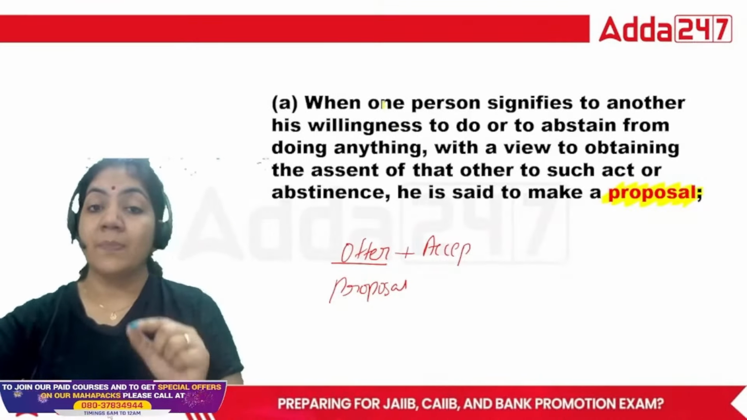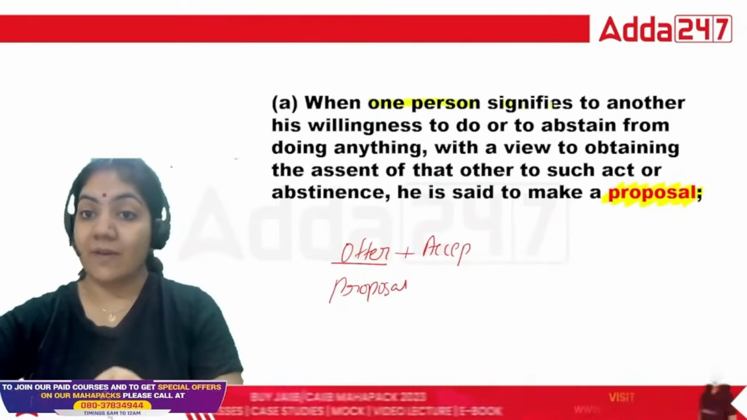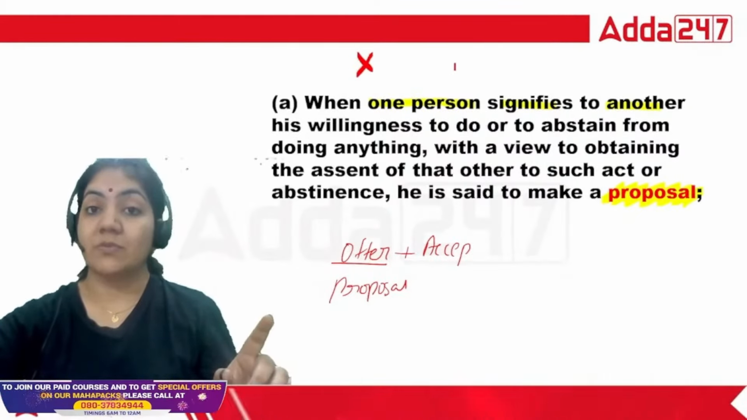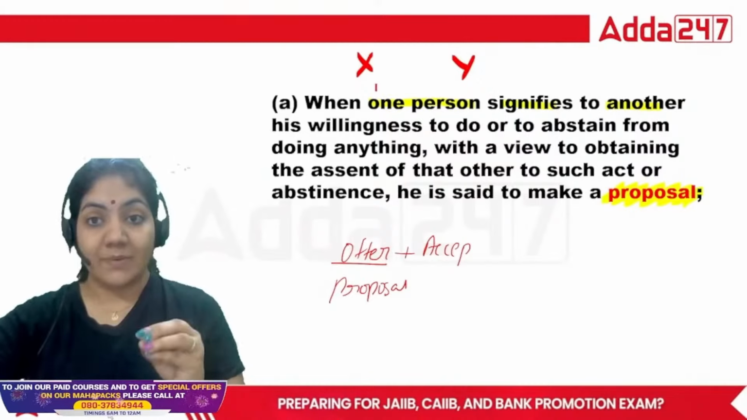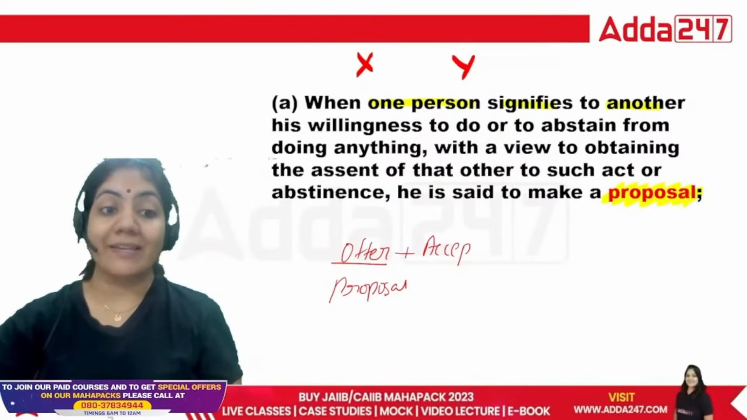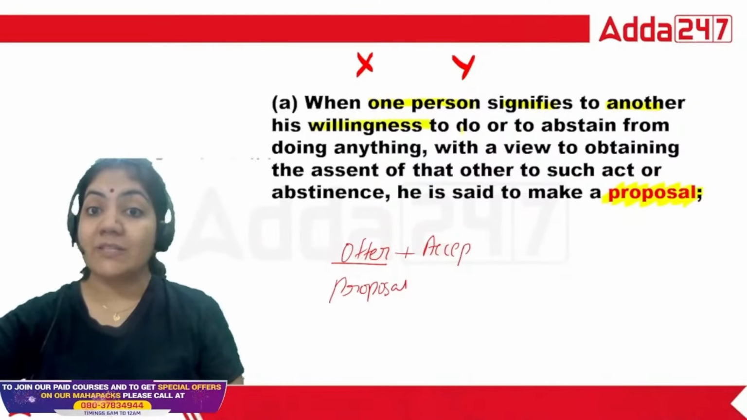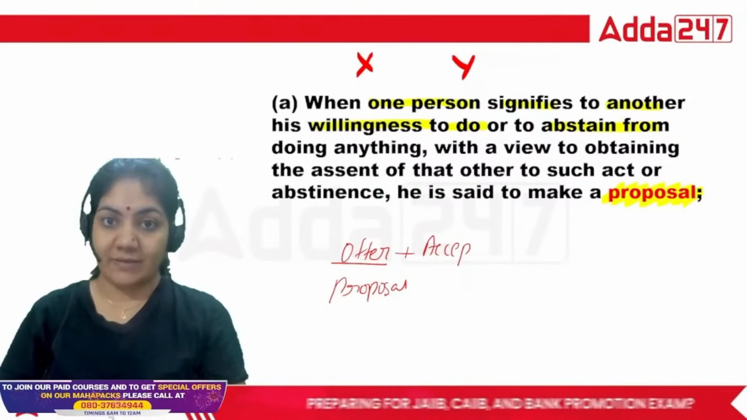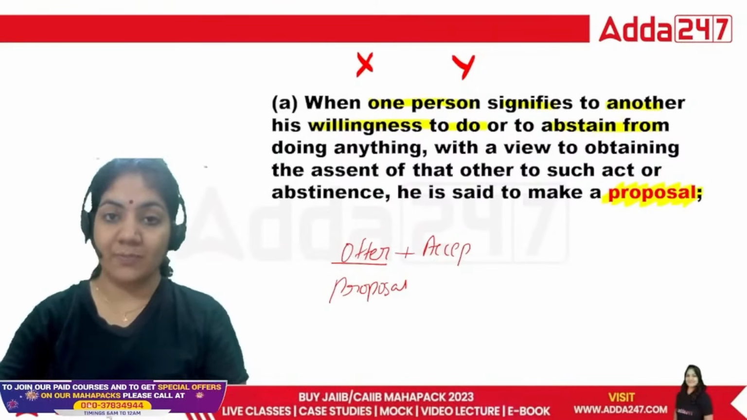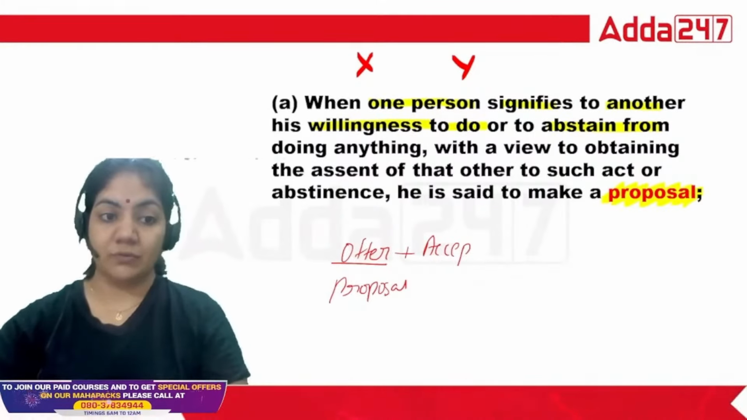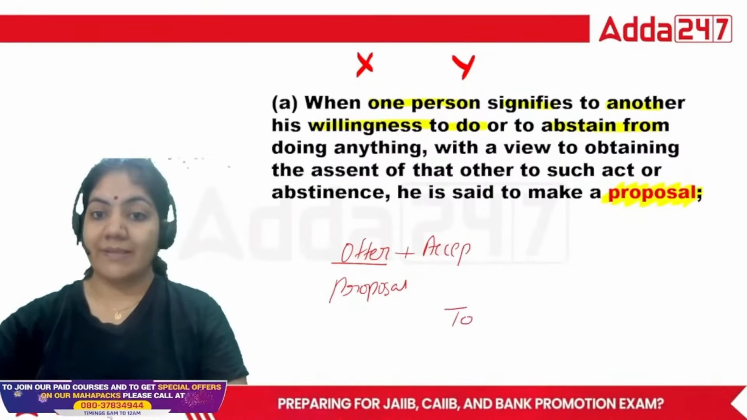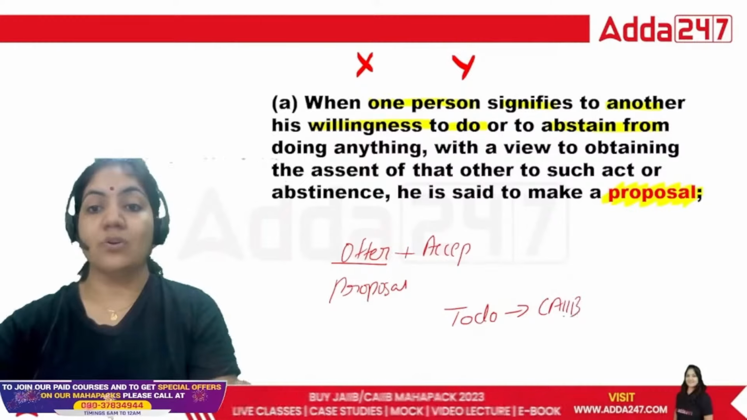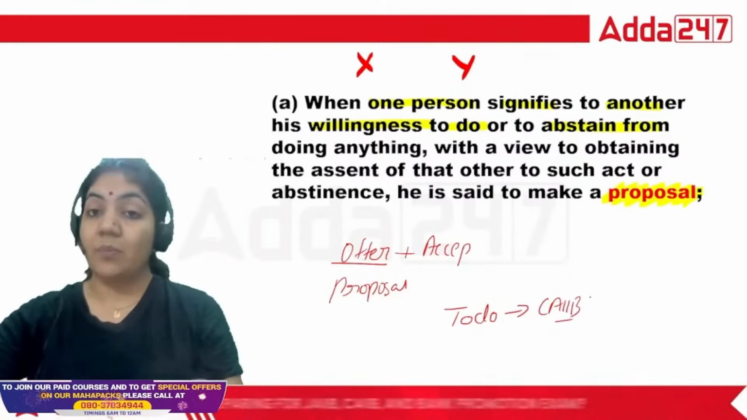So what is offer? When one person signifies to another, it means in the offer there must be two persons. Suppose X and Y are two persons. So one person signifies to another his willingness to do or to abstain from doing. To do means a positive act, and abstain means not. Just like the example of the CIB selection batch, you want to purchase it. So that is a positive act.